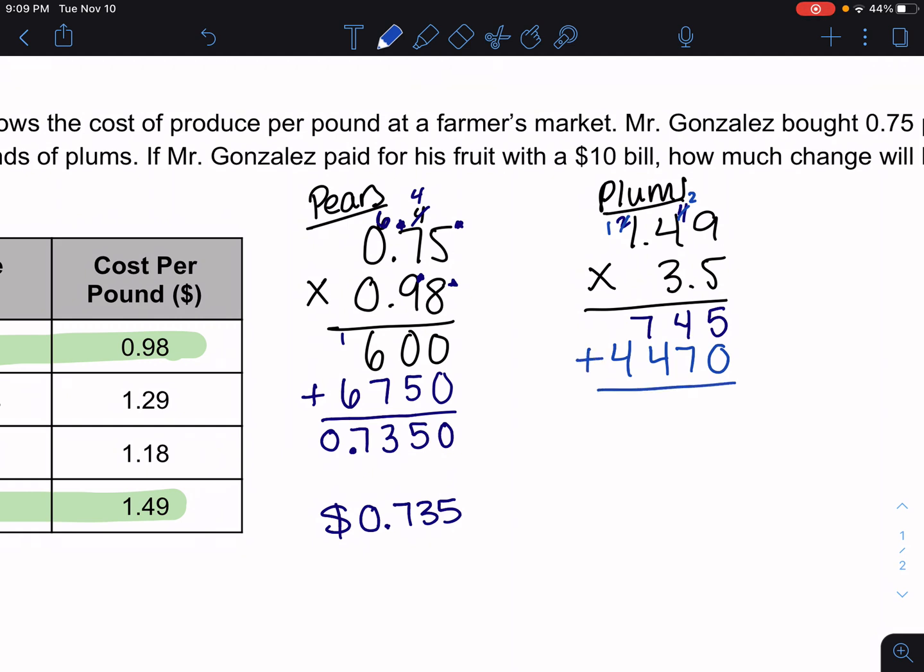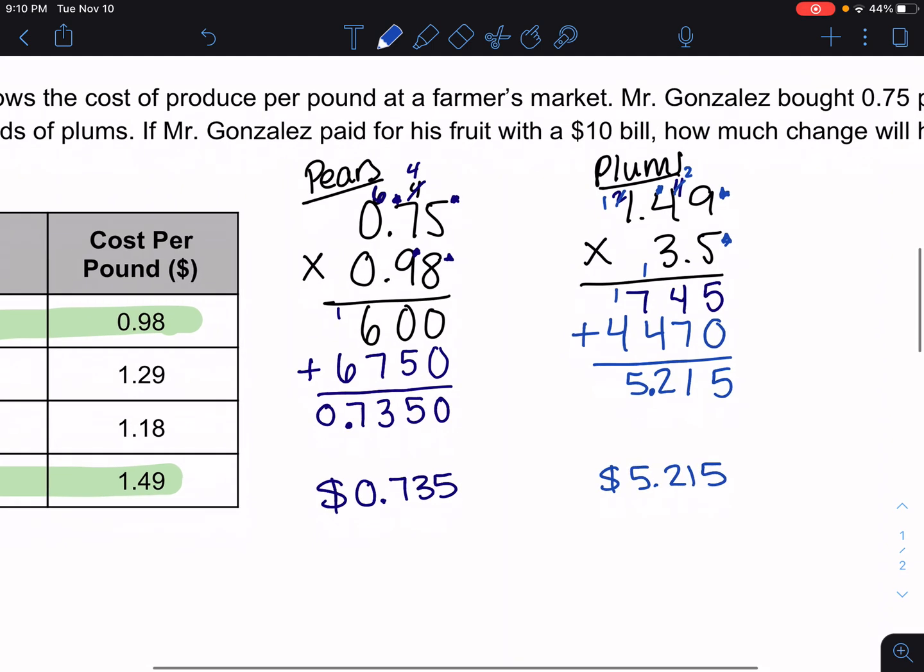So now I'm going to add. 5 plus 0 is 5. 4 plus 7 is 11. Carry the 1. 7 plus 4 is 11, plus 1 is 12, carry the 1, and 4 plus 1 is 5. This one only has 3 decimal places, so 1, 2, 3. It makes sense because the pears cost more and they're buying more of them. So the total cost here is $5.215.